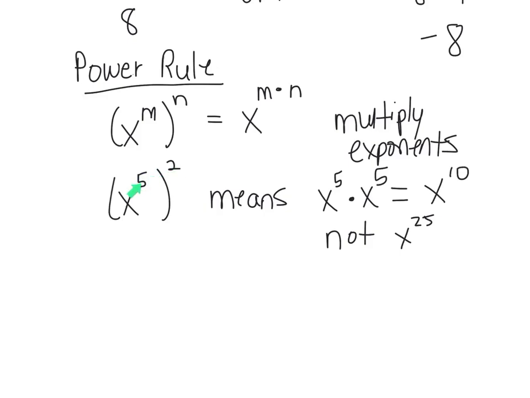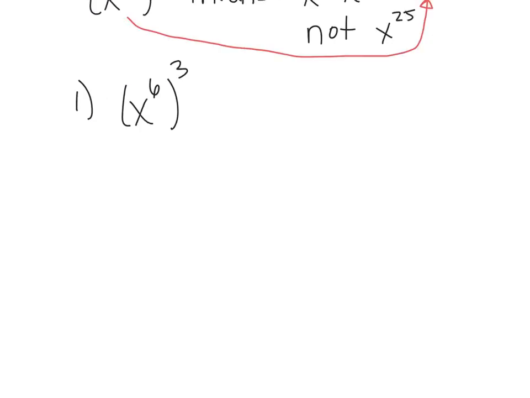The shortcut here is to simply multiply these two exponents together. So in the future, I would expect that you would just be able to go directly from here out to the x to the 10th. But if it's helpful for you to rewrite the problem out twice, that's fine as well. A couple examples for the power rule. Number 1, x to the 6th to the 3rd power. We are going to just multiply these exponents because we have 3 groups of x to the 6th. So this is going to equal x to the 18th.